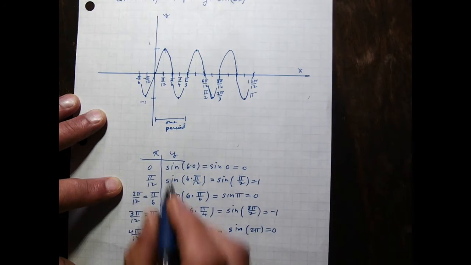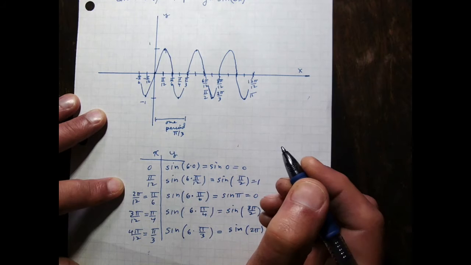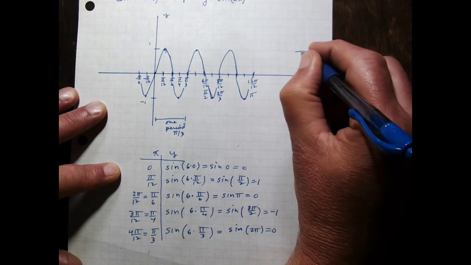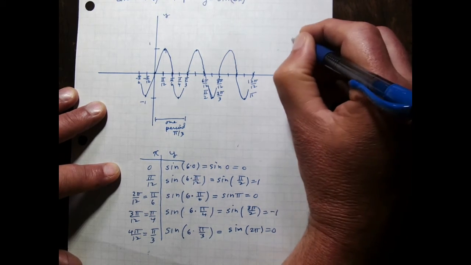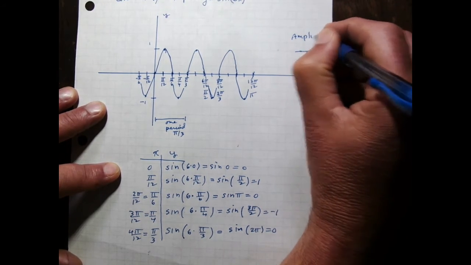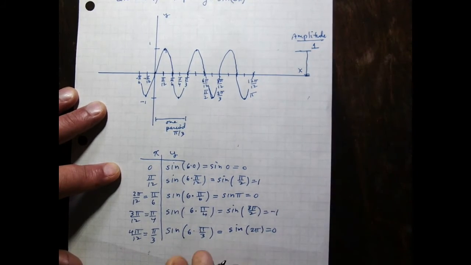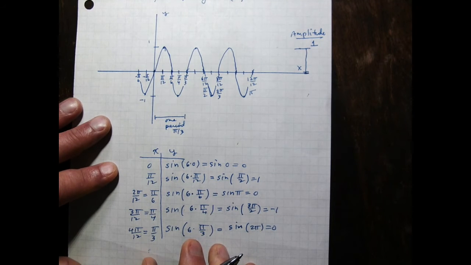Okay. So 1 period is pi over 3 for this function, and the amplitude is still just 1. The 6 factor doesn't affect the amplitude at all.